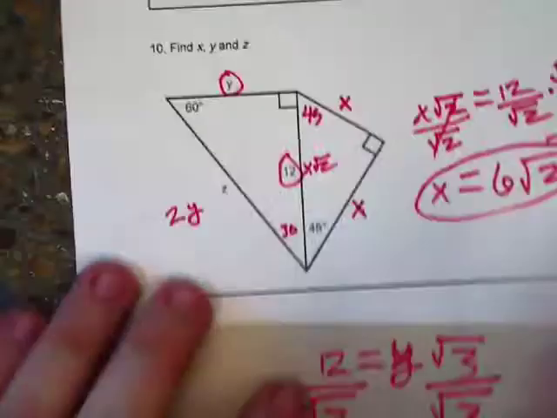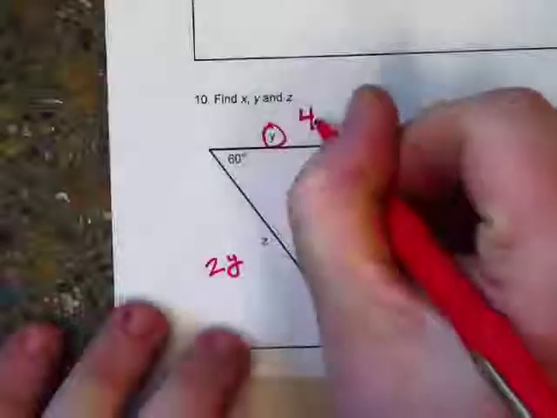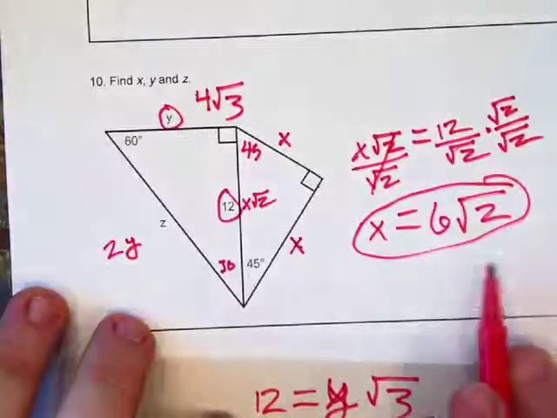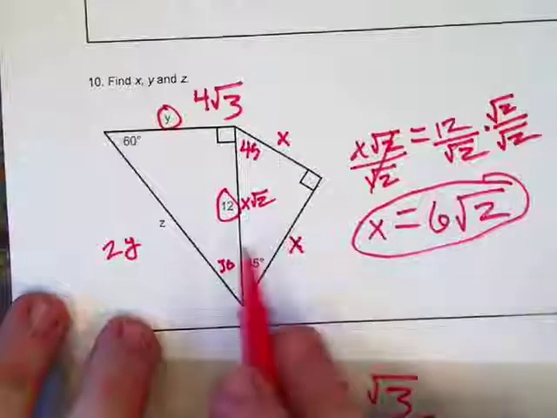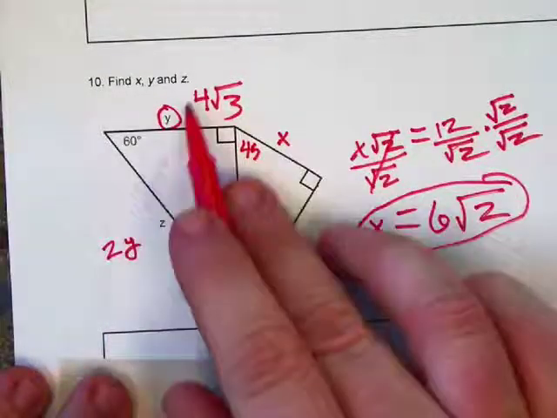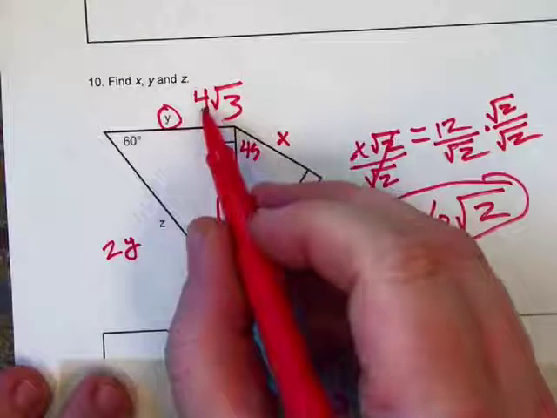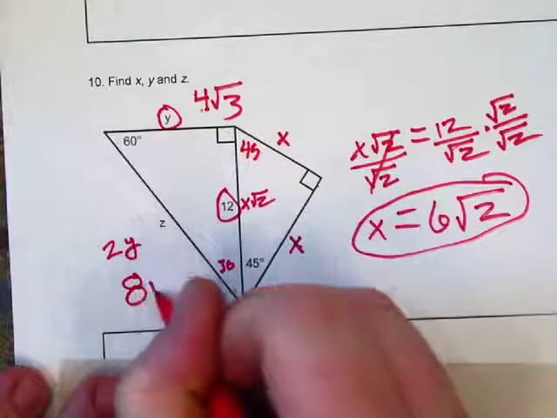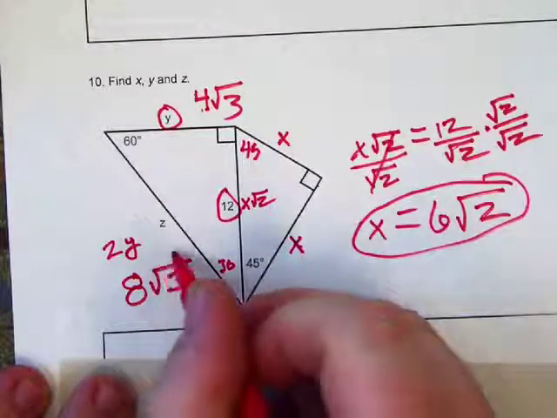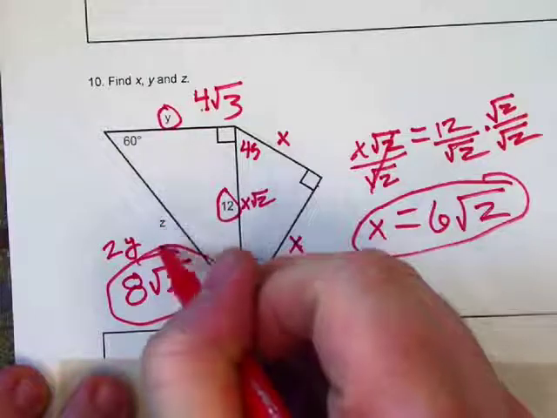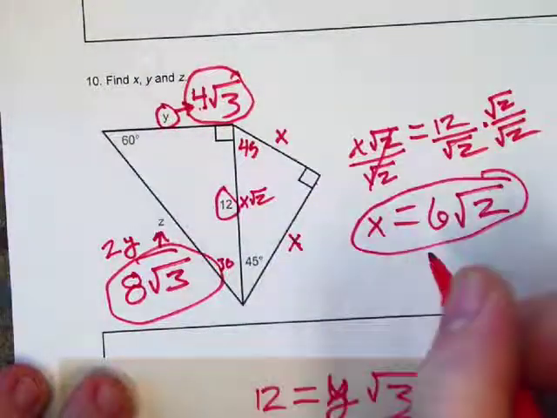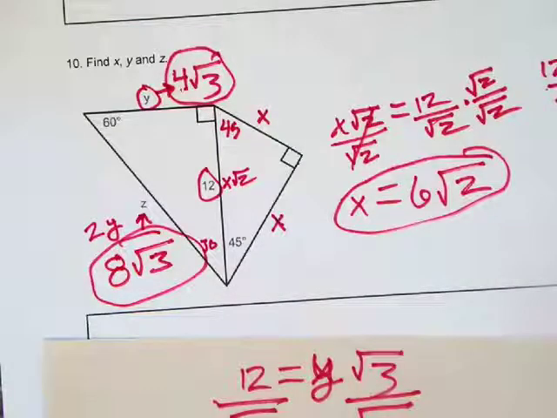Now we know what y is. Okay, we know what x is. We just need what z is. Well, z is 2 times y, right? Hypotenuse is 2 times the short leg. So what's 2 times 4? That would be 8. And you treat it like an exponent, so like 8x or whatever. So there's z. Okay, now we have our x, y, and z.